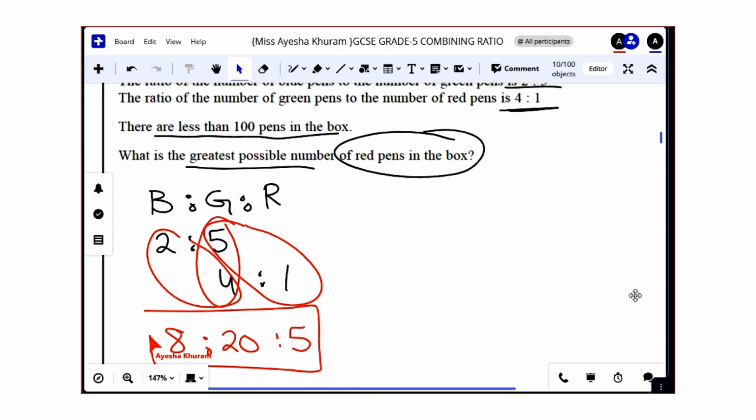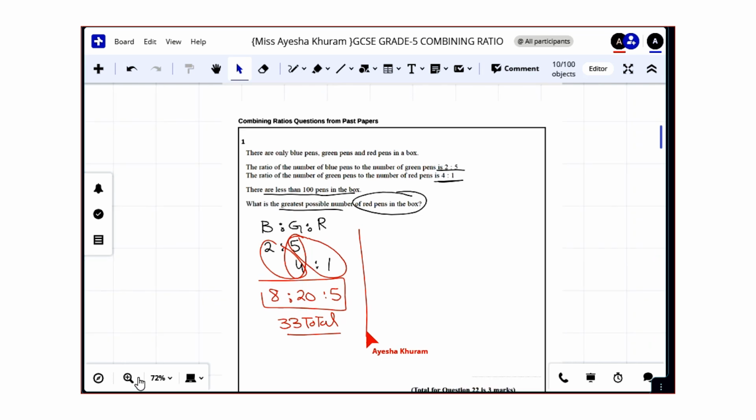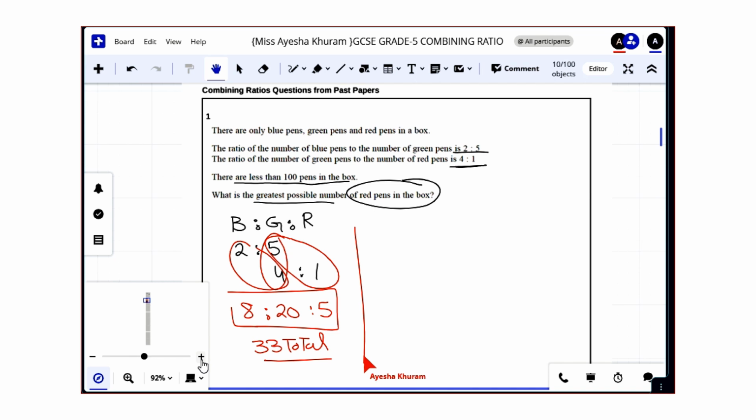Now, if you focus, he said I have to find the greatest possible number of red pants in the box. So how much is the total? 20 plus 8 plus 5 is 33 in total. This is the 33 total I have. So let's find the greatest combination, how much I can do. Let me zoom in a little bit more for you.